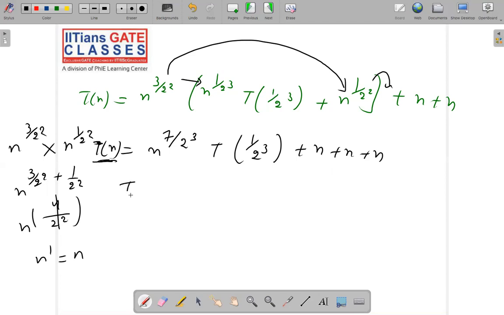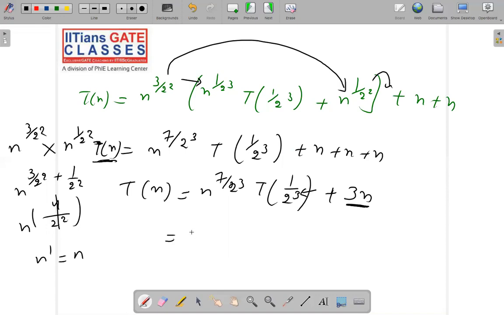So let's normalize this one. 2 cube, okay, the power is 3 here. T 1 upon 2 raised to power 3, the power is 3 here, and we have reached till n, right? So whatever power you reach here, the same number of n you will get here. So if we iterated it k number of times, right, to reach the base condition.